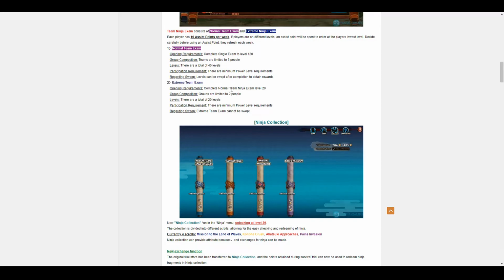Then you have the extreme team exam, where it opens after you complete level 20 of the normal one. And you have a group composition of only 2 people. Levels, there are only 20 levels in total. Participation, there is a minimal power level requirement. And regarding the sweep, extreme team exam cannot be swept. Whew.